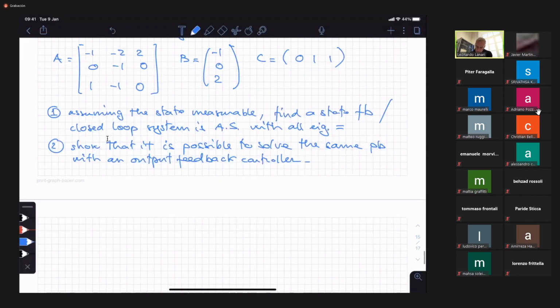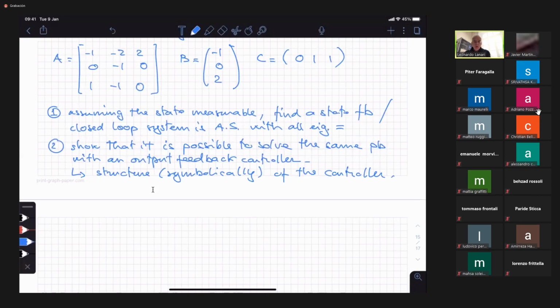So you do not, in this case, it was written explicitly, you do not need to solve this second problem, but you need to give the structure symbolically of the controller. Okay, so we start, the first question is rather clear. If possible, find the state feedback such that the closed loop system is asymptotically stable.